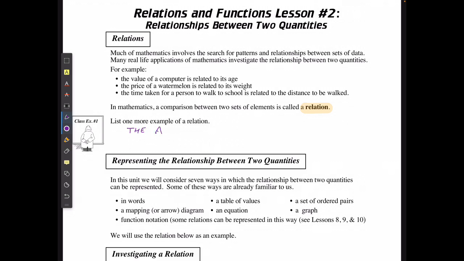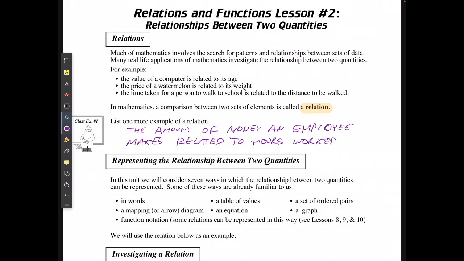the amount of money an employee makes related to hours worked. But there are literally infinite examples we could use.